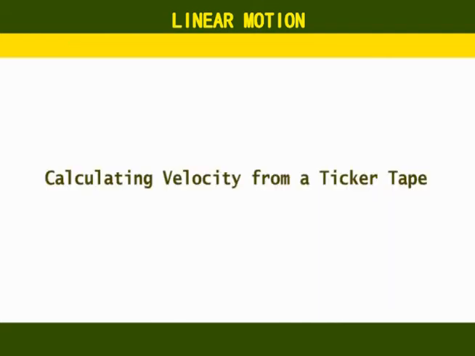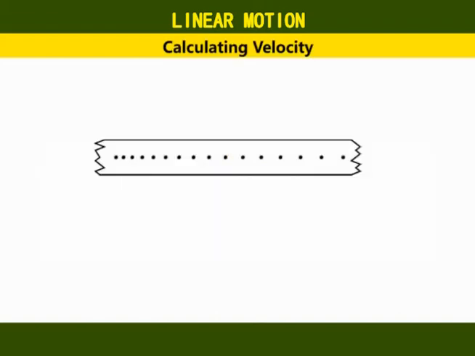Let's look at calculating velocity using a ticker tape timer. We know that the velocity of a motion can be found by the formula V = S/T. In a ticker tape, displacement can be measured directly from the length of the tape, and the time taken is determined by counting the number of ticks between the length measured.